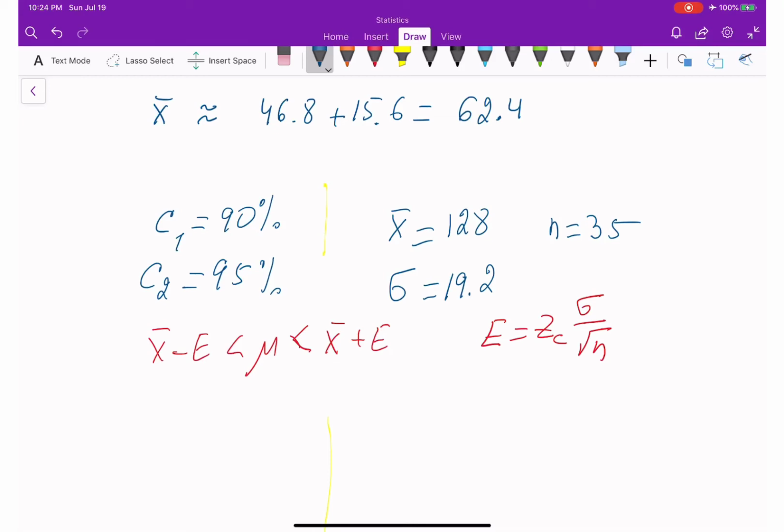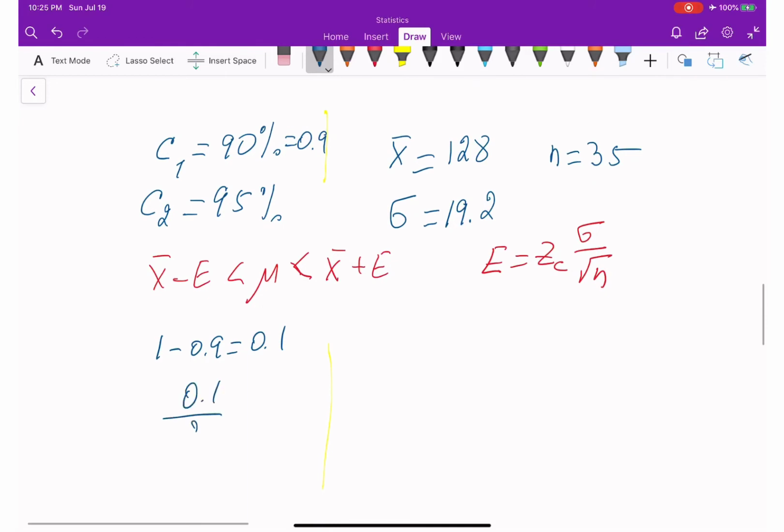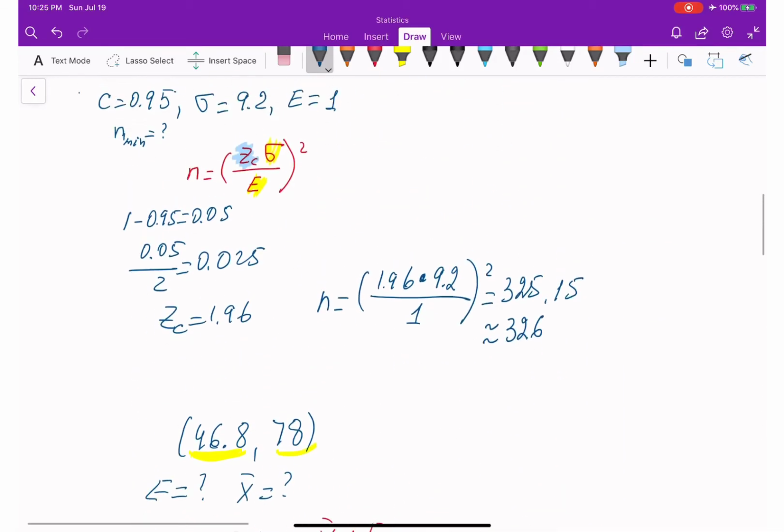All right, let's solve it. Actually, I would recommend to put this video on pause, try to solve it on your own, and then turn it back on and check how you did. So I will solve for 90%, and I leave it to you to solve for 95%. So for 90%, it's 0.9, right? 1 minus 0.9 is going to be 0.1. So divide 0.1 by 2 for 2 tails, 0.05.